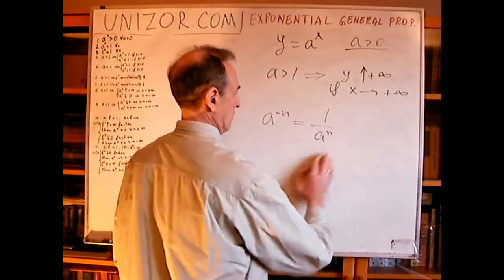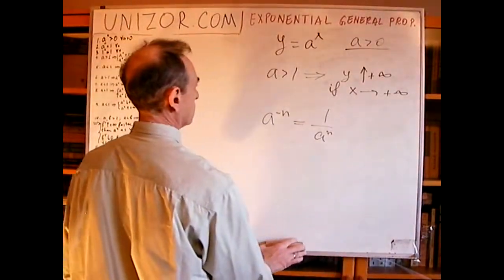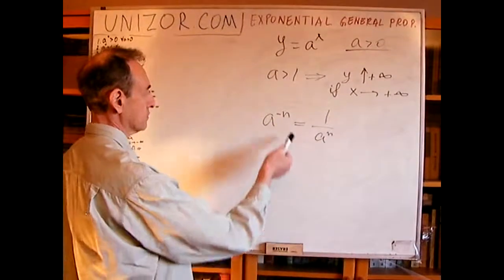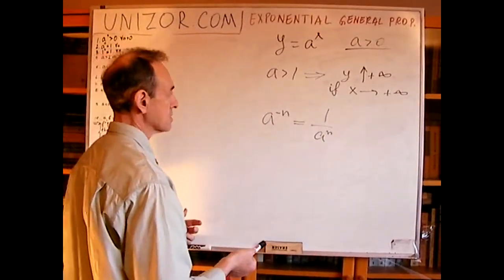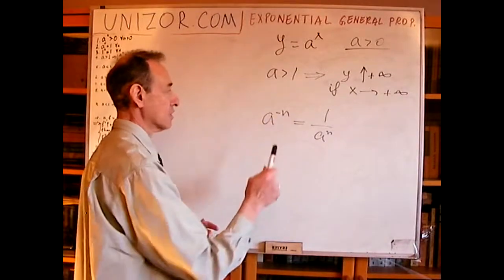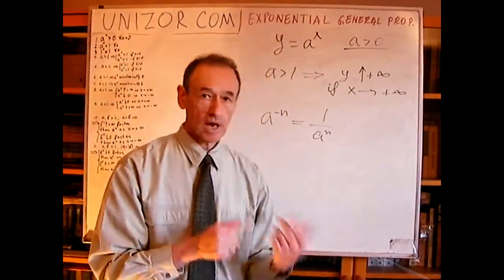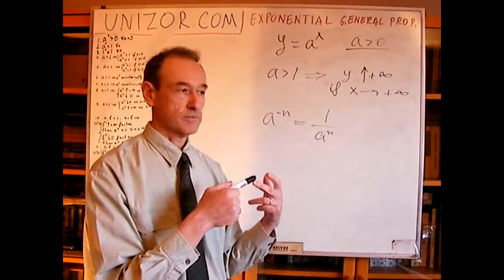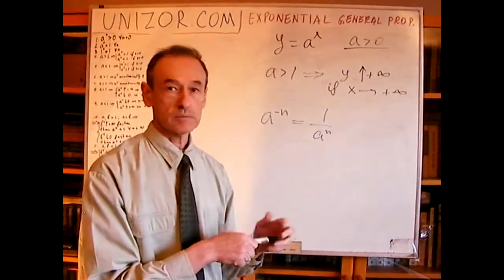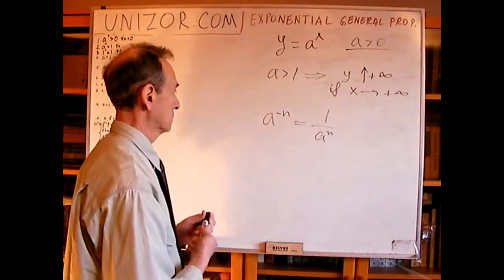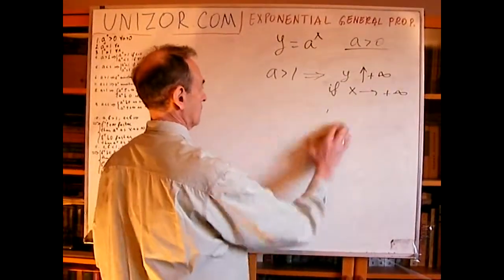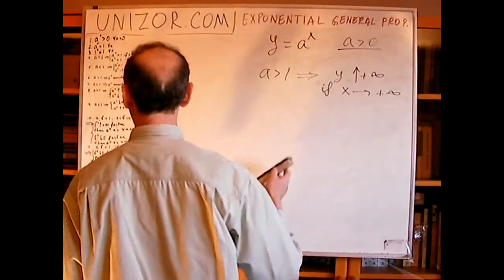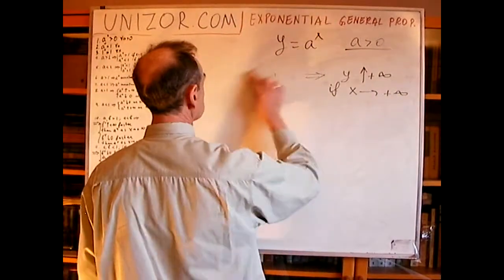Okay, fine. So I've got it for negative integer numbers. For negative rational numbers, it's obviously following from the fact that the function is monotonic. Okay. Next.